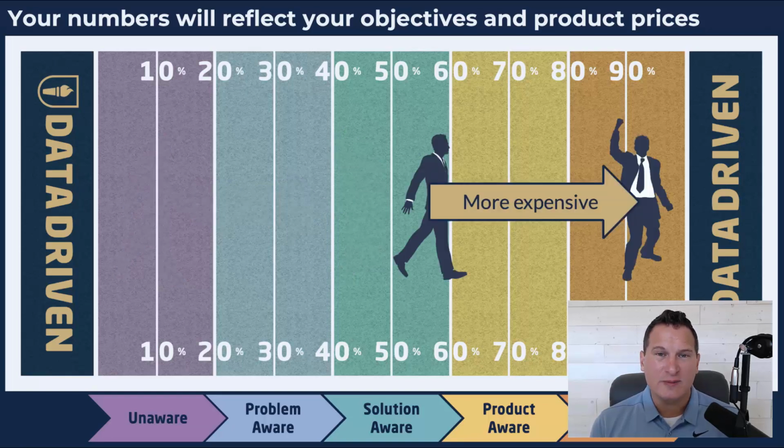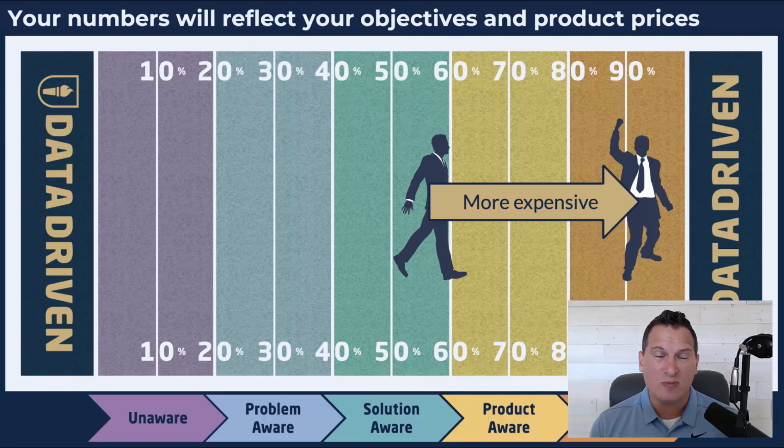Now, on the other hand, taking somebody who's solution aware or product aware and trying to score every single time, that gets to be more expensive because everybody realizes that that's the lowest hanging fruit that we can pick in our business. Those are the opportunities that are going to be the highest chance of scoring, and so people are going to pay a premium for that.